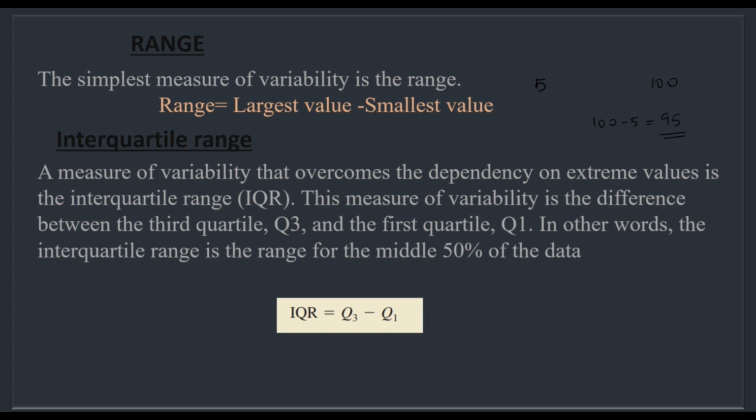What is interquartile range? It is a measure of variability that overcomes the dependency on extreme values. We calculate it as the difference Q3 minus Q1, where Q3 is the third quartile and Q1 is the first quartile. That is the value for IQR, the interquartile range. In other words, the interquartile range is the range for the middle 50% of the data.